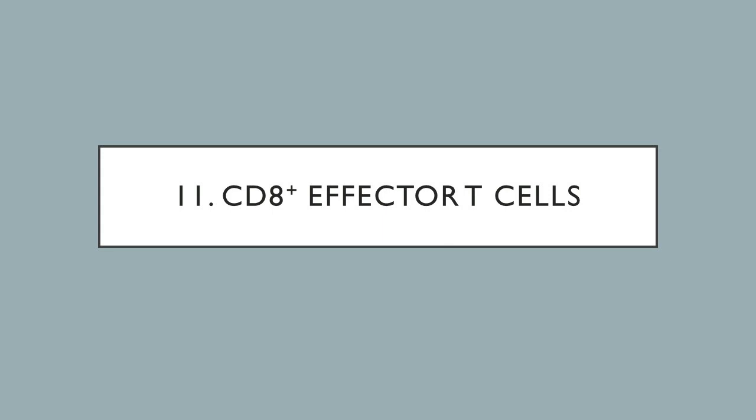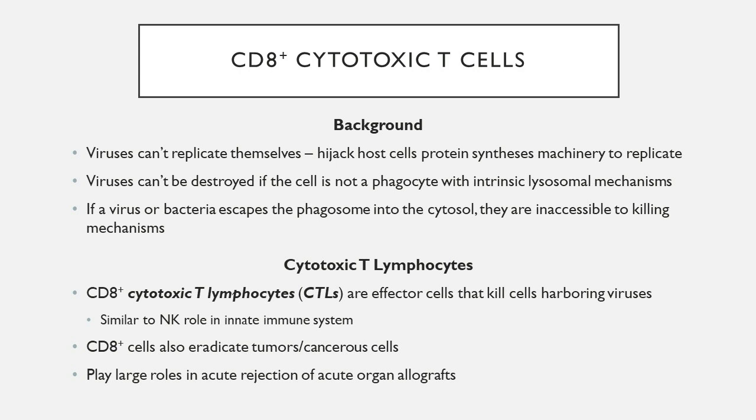And now that we've touched on CD4 plus cells, we can move on to the other major subtype of T lymphocytes, CD8 plus cytotoxic T cells. To give a little background on why these particular cells are important, I'm going to touch on viruses a little bit. First of all, viruses can't replicate themselves. They have to hijack host cells' protein synthesis machinery in order to replicate.